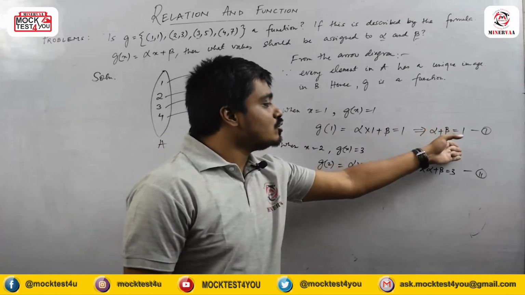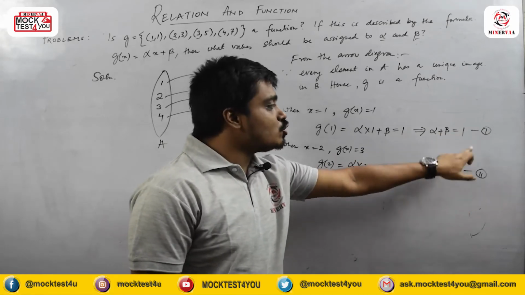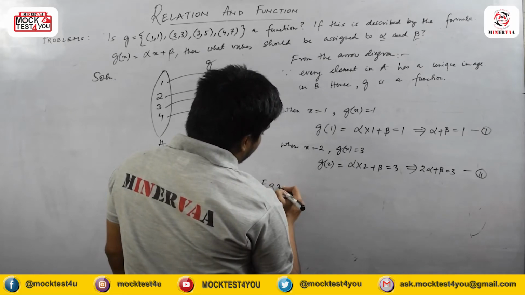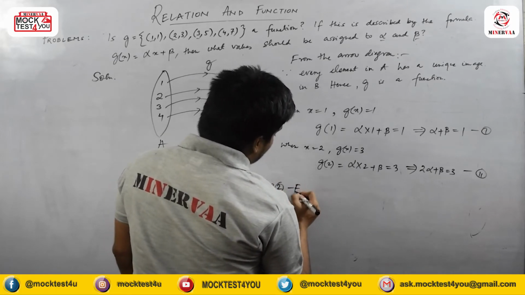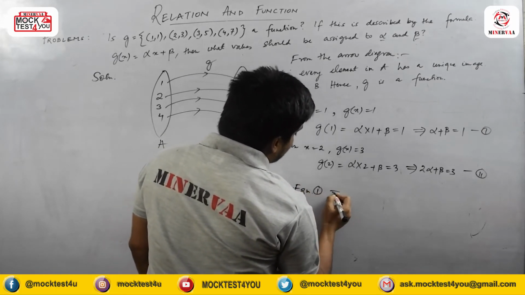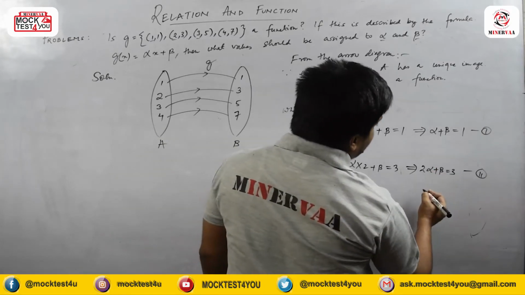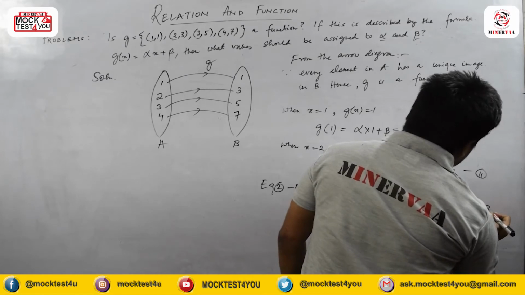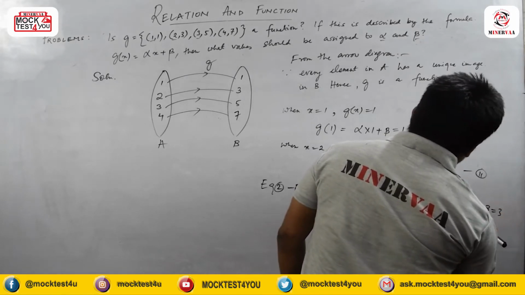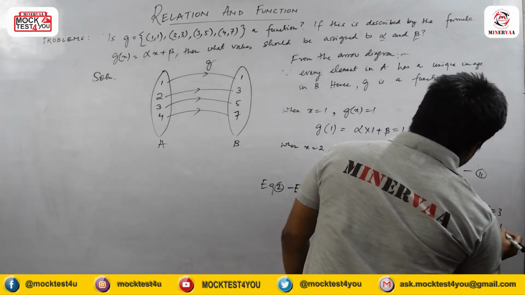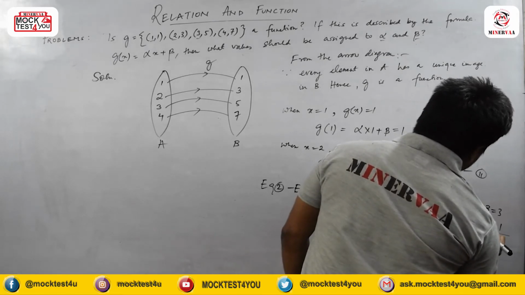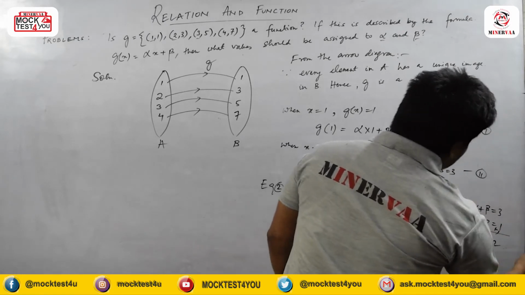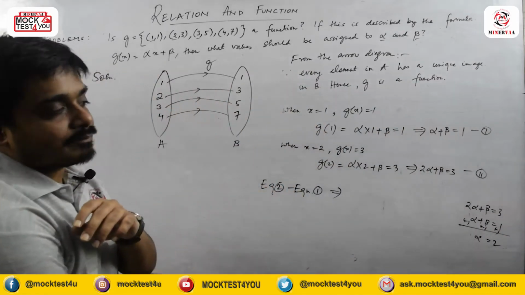I will just do subtraction, equation 2 minus equation 1, and you see what you get. Equation 2 minus equation 1. So what do you get? Look at here, let me do it in here. 2 alpha plus beta is equal to 3, alpha plus beta is equal to 1. Now if I subtract, what I get is alpha is equal to 2. So alpha is equal to 2 we get.